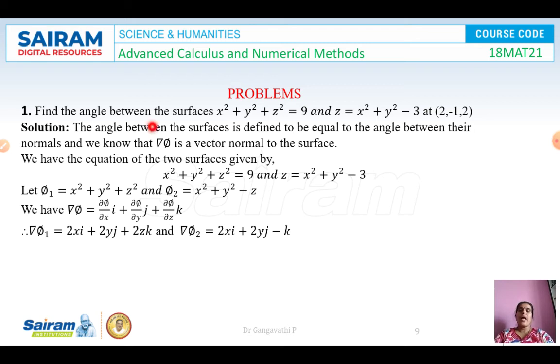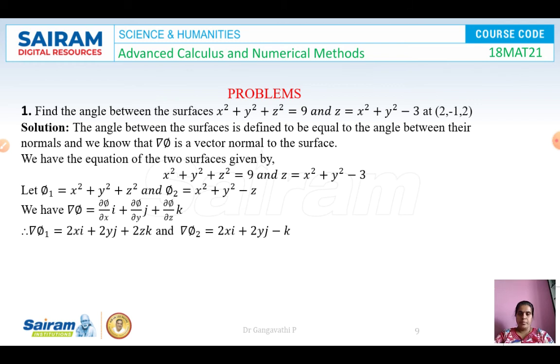So now the angle between the surfaces is defined to be equal to the angle between their normals. So that is what I told you. And we know that grad phi is a vector normal to the surface. So this is a surface and grad phi is going to be the vector normal to that. So we have the equations x square plus y square plus z square is equal to 9 and z is equal to x square plus y square minus 3. So consider your phi 1 and consider your phi 2. Take the first surface as phi 1 and the second surface as phi 2.